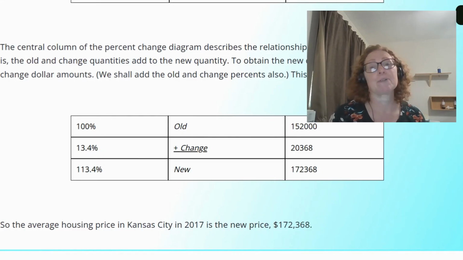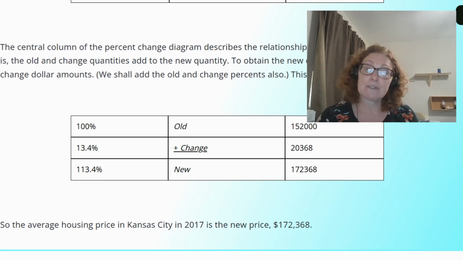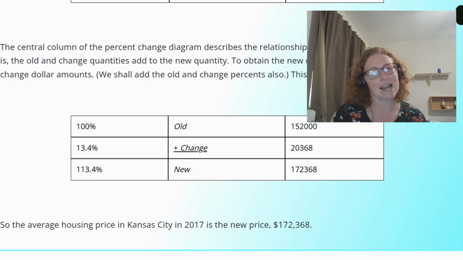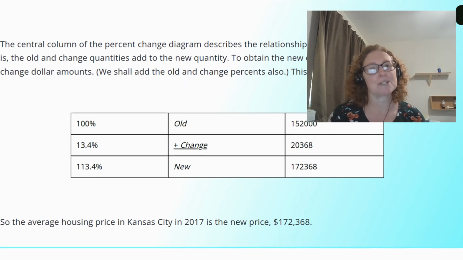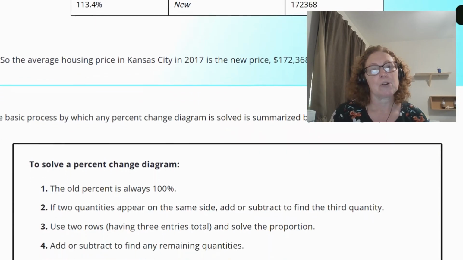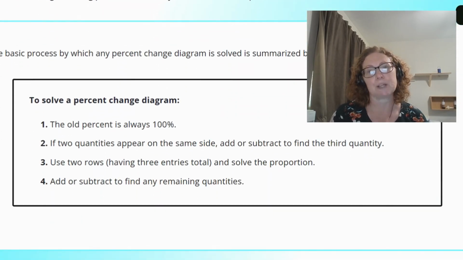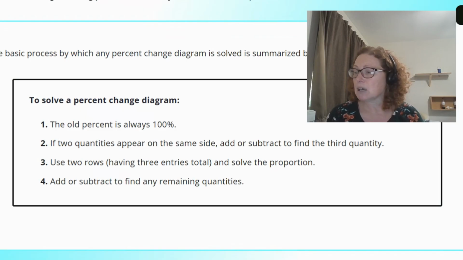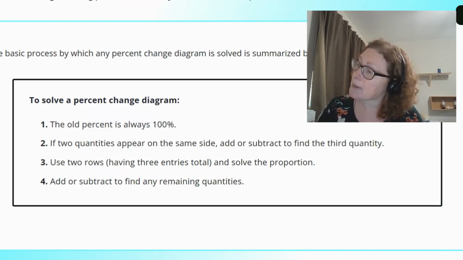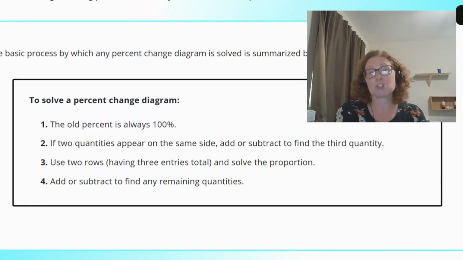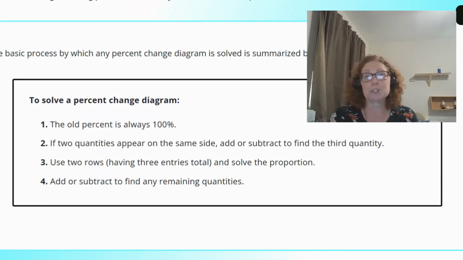So 152,000 plus 20,368 is giving you 172,368 as the new average housing price for the new year. So, things to think about. And I would write this down. This is important to solve a percent change diagram, which is what we're doing.